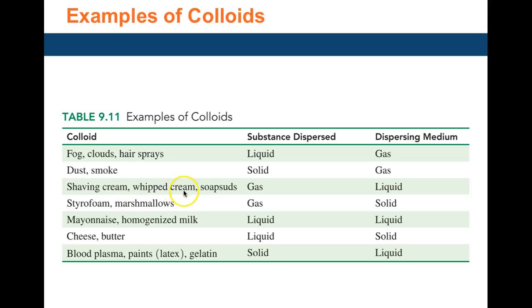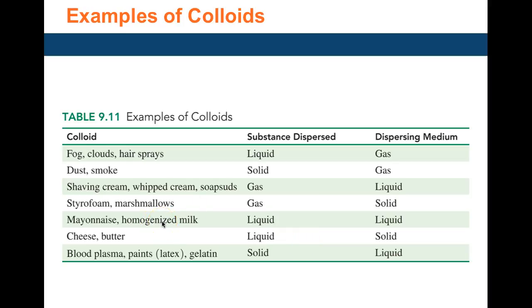Shaving cream or whipped cream: when you take cream and you whip it up, you're basically incorporating a lot of gas into a liquid medium. So that's a type of colloid where gas is now trapped within this liquid. If it is fluffier, solid stuff like styrofoam or marshmallows, that's gas in solid.